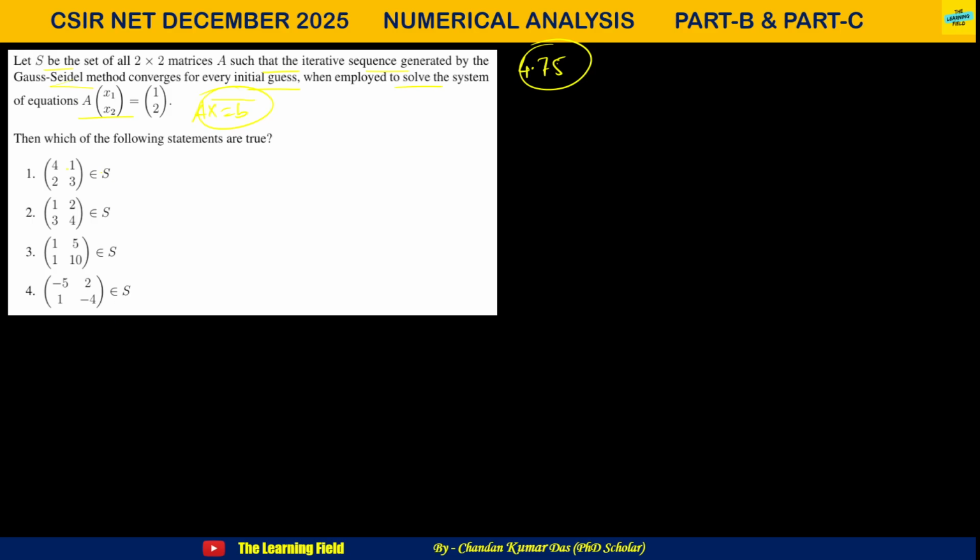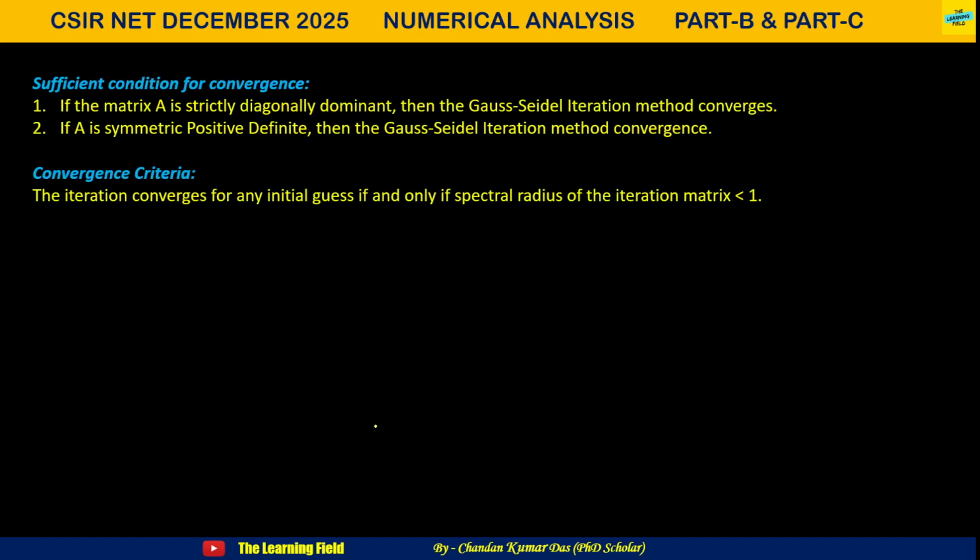This belongs to S. That means, of these four options, for which matrix does the system converge? Find the matrix A. That is, you have to find this matrix A such that this system, that is the Gauss-Seidel iteration scheme, converges. Now before going to the solution, I will give some theorems and concepts that are important to solve this question.